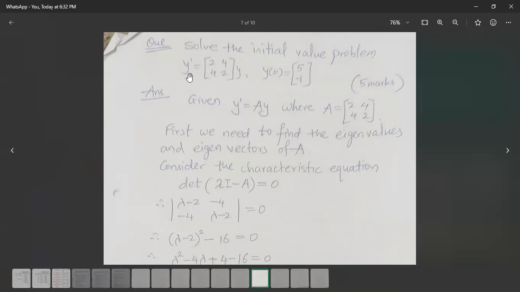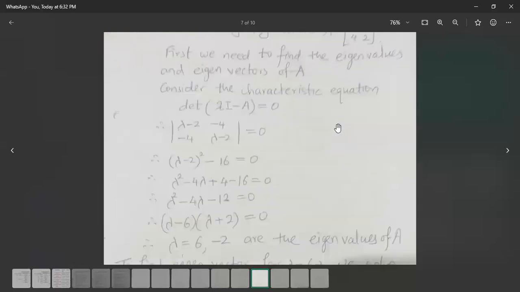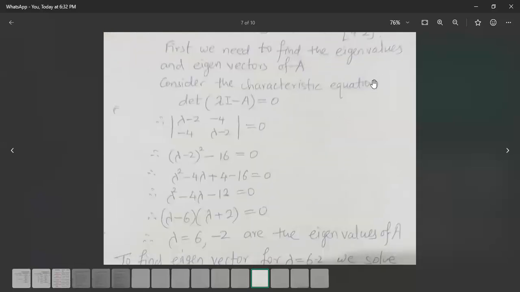So what we do is we read this equation as y dash is equal to Ay, and the matrix is a 2 by 2 matrix with the first row 2 4 and the second row 4 2. So what we need to do is very first find the eigenvalues and then find the eigenvectors of matrix A. For the same, as you know, we need the characteristic equation.